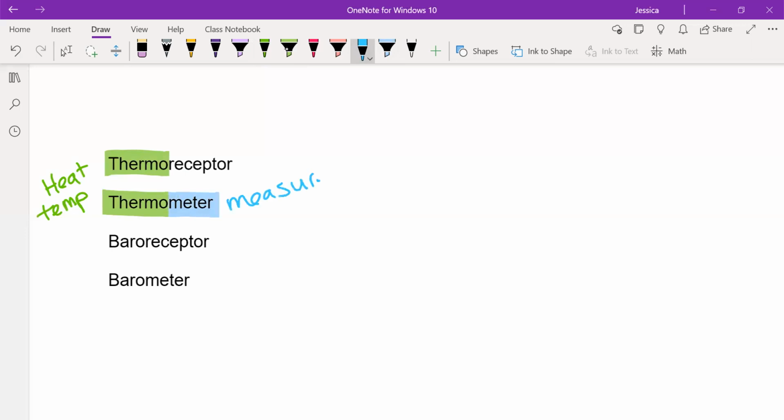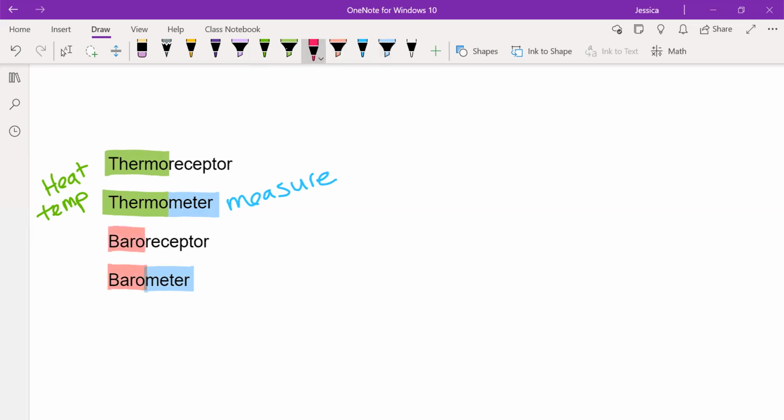So if I know what a thermometer does, measuring temperature or measuring heat, the energy in heat, then I can take that and apply it to thermoreceptor. Receptor being something that takes in information, takes in heat or temperature information. I can then take the word meter again and apply it to something new, a baroreceptor or a barometer. Baro is something I may not have seen before, but I might have heard of a barometer. And that has to do with pressure.